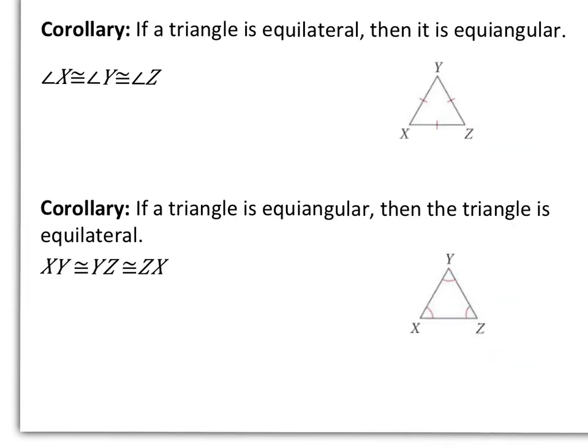We have two corollaries to look at. First one says if a triangle is equilateral, then it is equiangular. So in other words, if all three sides of a triangle are congruent, then all three of their angles are congruent. And the second one says if a triangle is equiangular, then the triangle is equilateral. So if all three angles are congruent, then all three sides are congruent. And if you recall from the last chapter, these would be known as regular triangles.